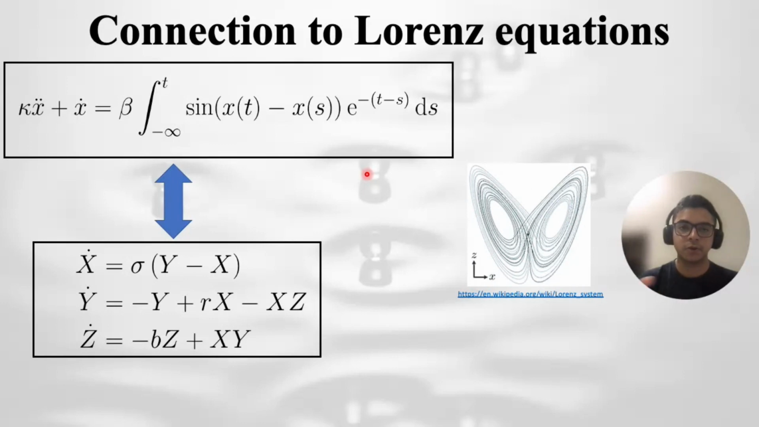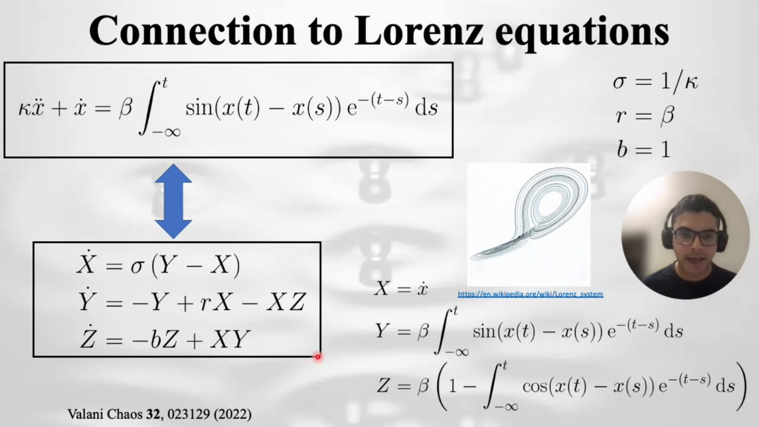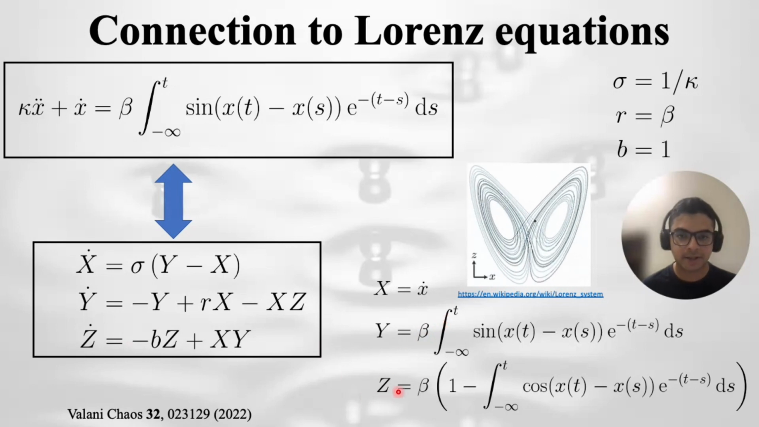So you have this nice one-to-one correspondence between the droplet's motion and the Lorenz system. The parameters in the Lorenz system, sigma, r, and b, map to kappa and beta in this way, and the variable capital X in the Lorenz system represents the particle's velocity for the droplet. The variable capital Y is the wave memory force acting on the droplet, and the variable capital Z is related to the amplitude of the droplet's waves at the droplet location.